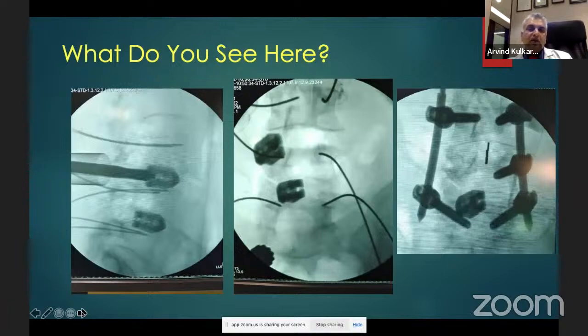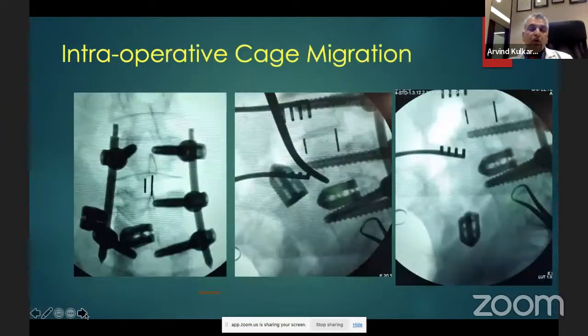Now look at this particular situation where we did a 2-level TLIF, and in the lateral, the cage is right in the disc space, but when you do an AP, it has gone out of the parameters of the spine. It has jumped into the retroperitoneal area. So this can happen if your orientation is wrong. We had to put another cage here, and this particular cage we had to remove by taking a small incision in the inguinal region.